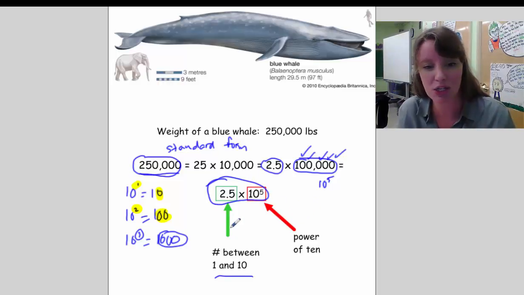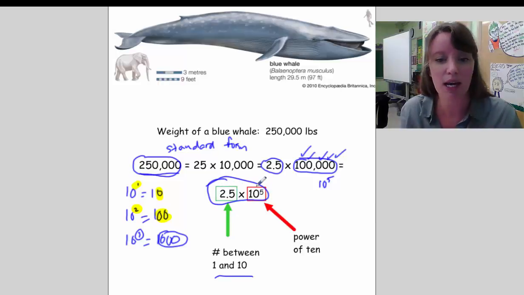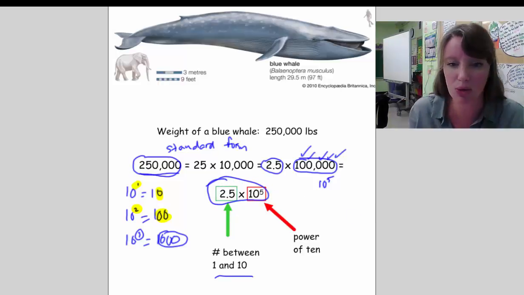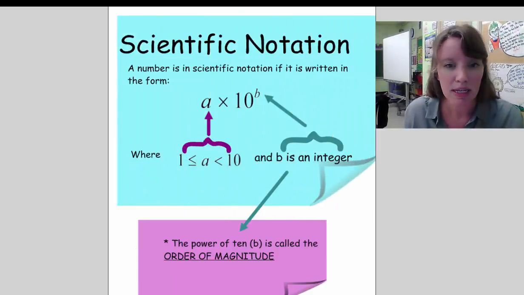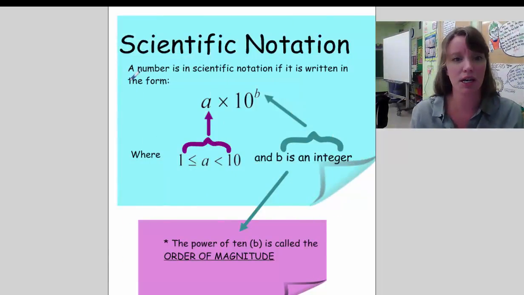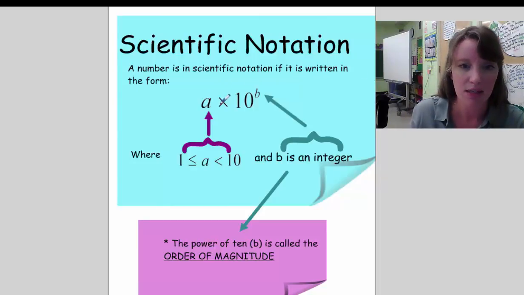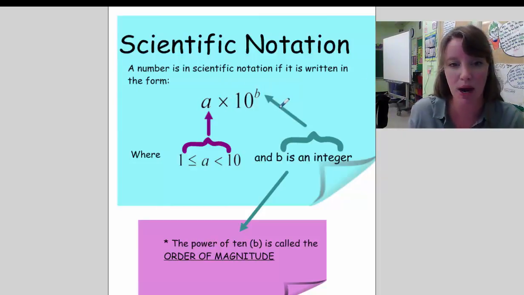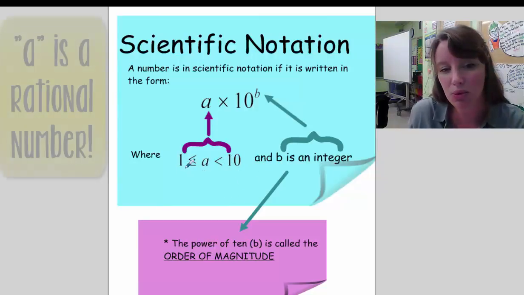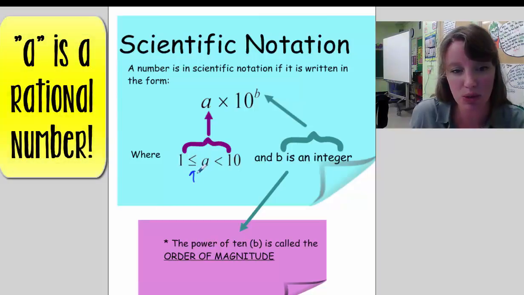But scientific notation is expressing it as the product of two things, a number between 1 and 10 and a power of 10. So let's get to our definition here. A number is in scientific notation if it is written in the form a times 10 to a certain power, okay? And so the restrictions on a. Now, a has to be, I said, between 1 and 10, but to be more specific, it can be equal to 1, right? This is the greater than or equal to symbol.